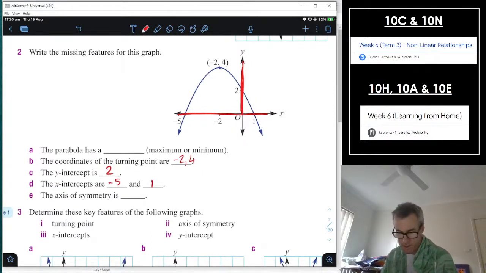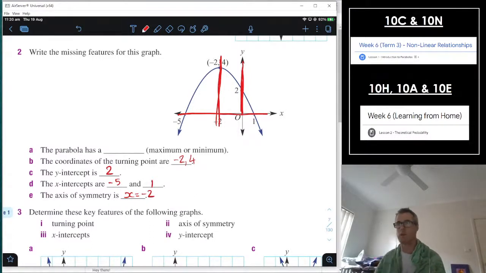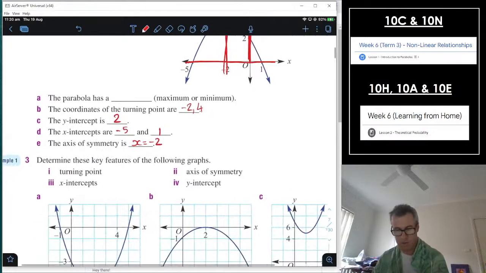And the axis of symmetry is at this point here, when x is equal to -2. X is equal to -2, like so. All right. Hopefully that makes sense.